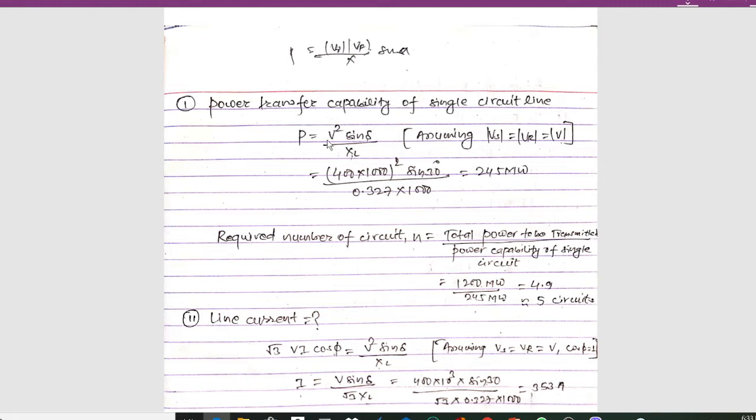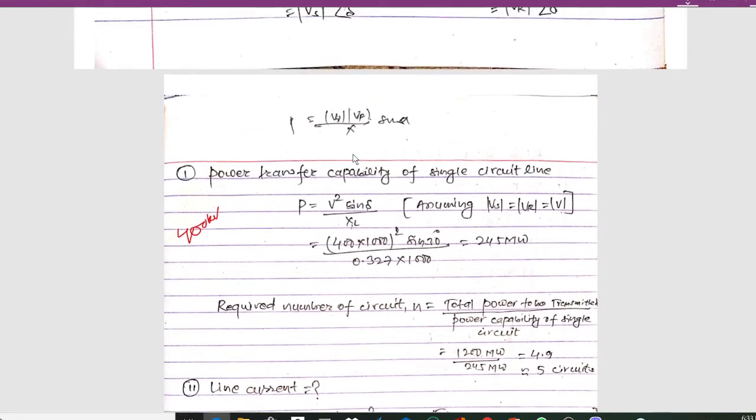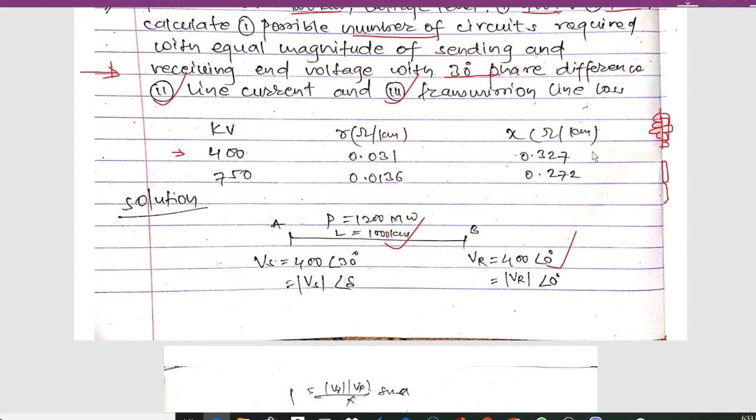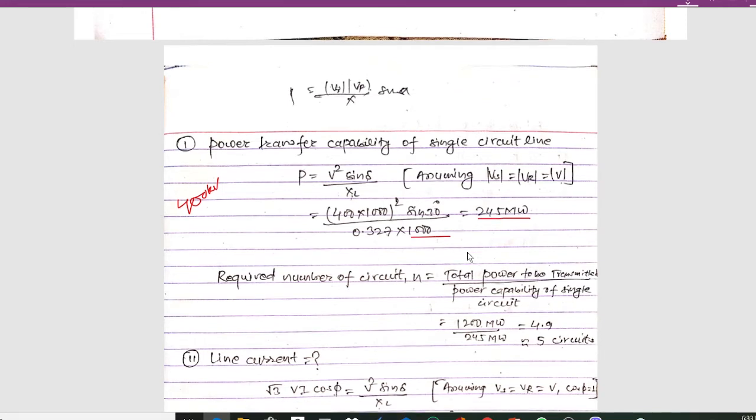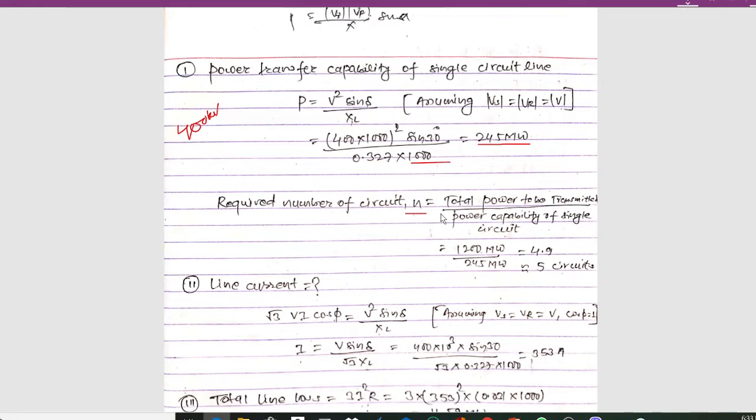We have the formula P equals V squared sin delta upon XL, first for the voltage level 400 kilovolt. So V is 400 into 1000 squared into sin 30 upon XL, and for the 400 kilovolt level XL is 0.327 ohm per kilometer, and the distance is 1000 kilometers. So we'll get 245 megawatt.